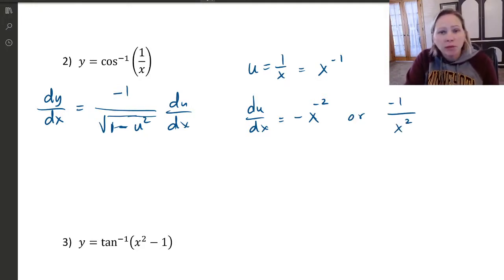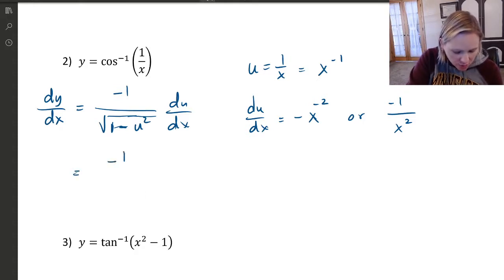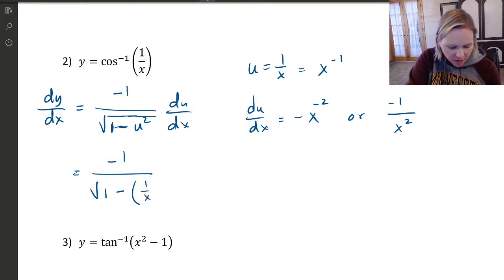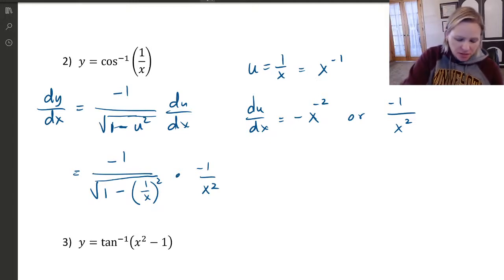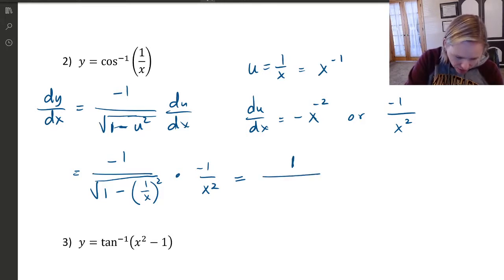So here we go, plopping everything into my formula. Negative 1 all over the square root of 1 minus parenthesis 1 over x squared, close my radical, times negative 1 over x squared. Now, we have to remember that we don't like fractions within fractions, so we're going to have to do a little bit more work with this one. So I'm just going to algebra my way through it. A negative times a negative is a positive. So I'm going to have positive 1, I'll have x squared down here, and then the square root of 1 minus 1 over x squared.